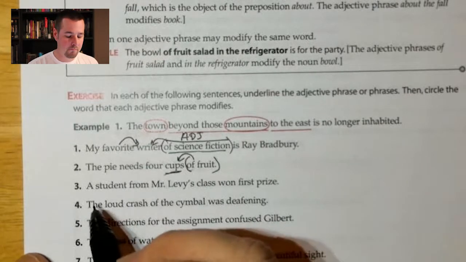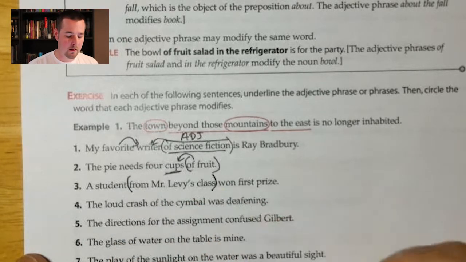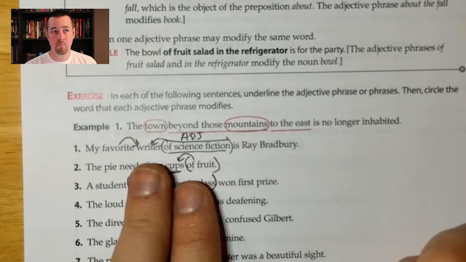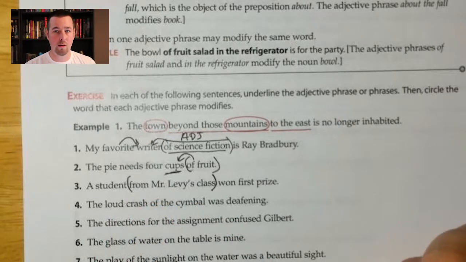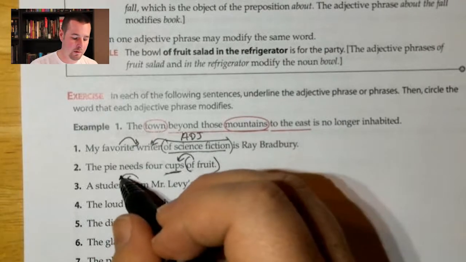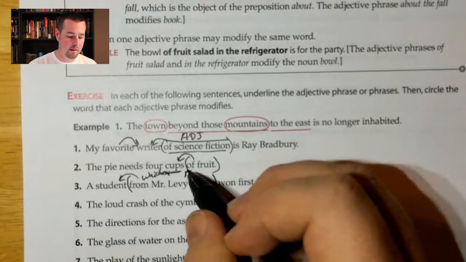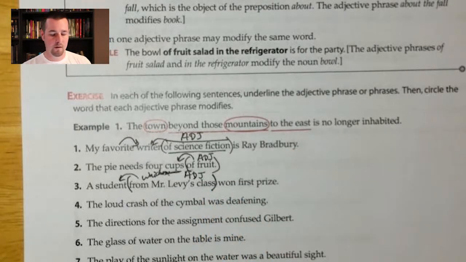Okay, number 3. A student from Mr. Levy's class won first prize. If I blank it out, okay, a student won first prize. We don't know which student you're talking about. So "from Mr. Levy's class" tells me what student we're talking about. So that describes the student. And it tells which one, which means that it is an adjective. I forgot to write adjective up here too. Okay, so that's how adjectives are going to work. Typically, these prepositional phrases are going to come after the word that they modify.